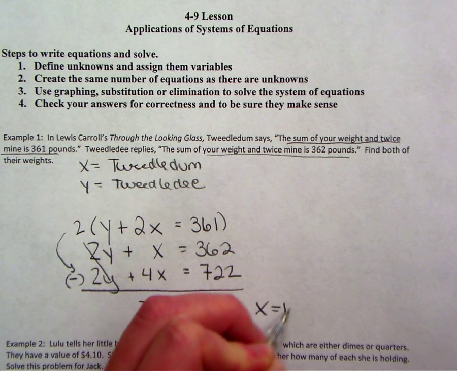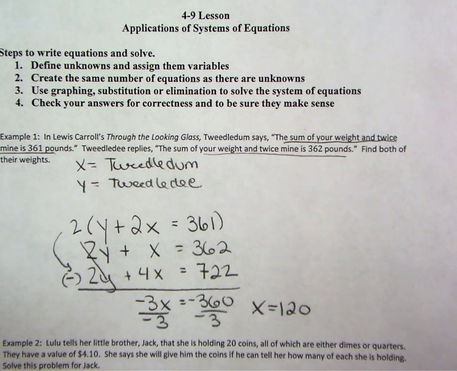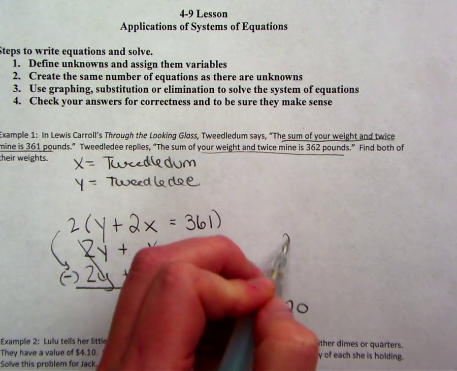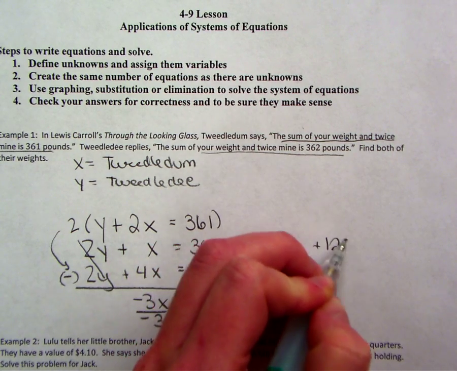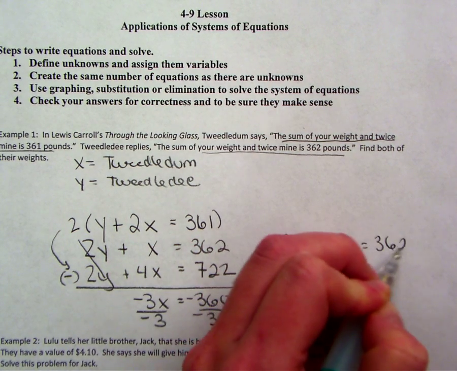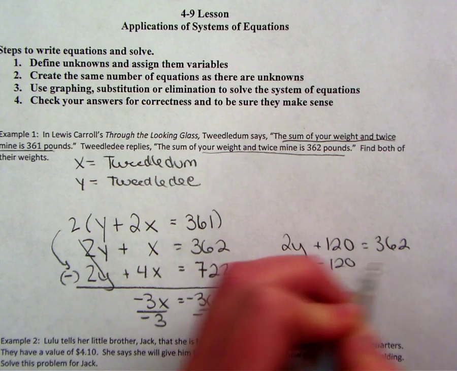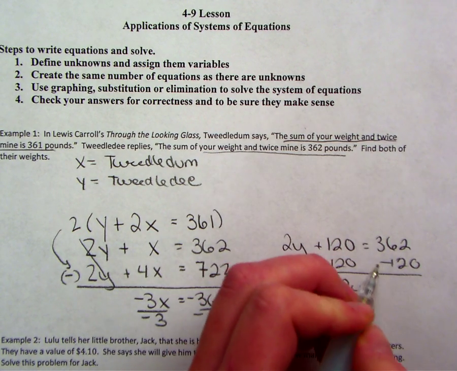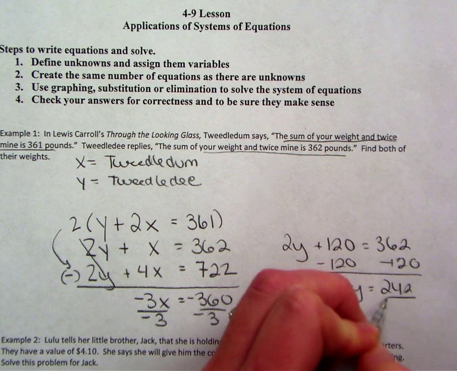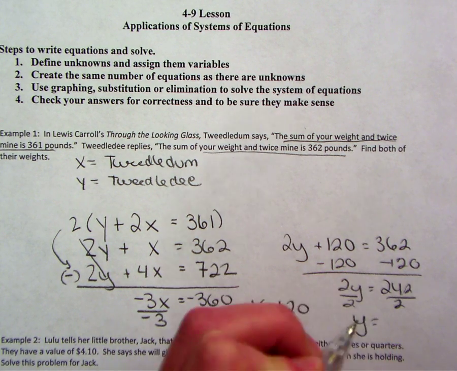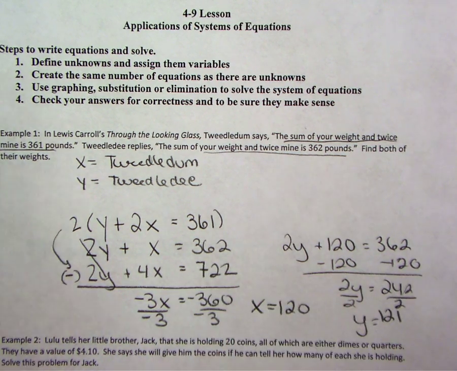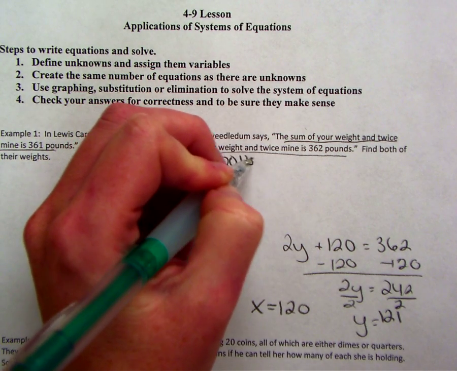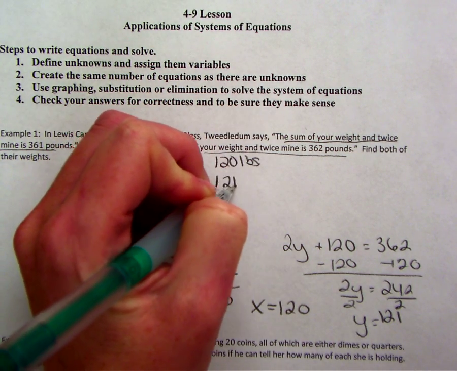X is 120. And once I have x, I'm going to substitute that back into the second equation. 2y plus 120 equals 362, minus the 120. 2y equals 242, divided by 2. Y is 121. So Tweedledum weighs 120 pounds, and Tweedledee weighs 121 pounds.